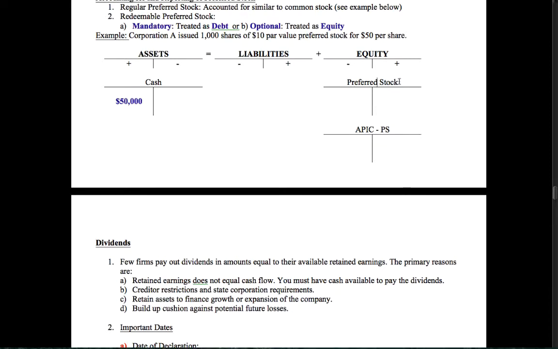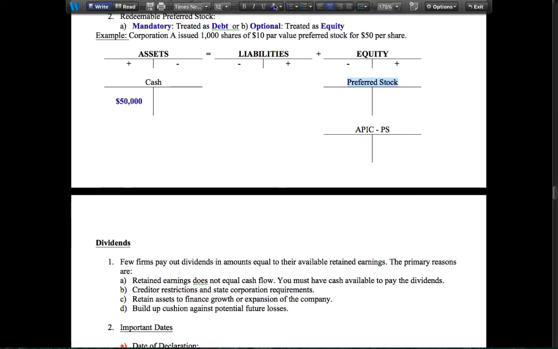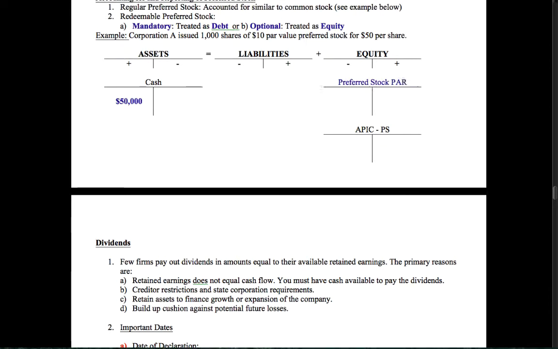Similar to common stock, the preferred stock account, this goes in at par. And this goes in as the fair market value less par for additional paid-in capital. You have to make sure that you understand that concept and keep those straight.